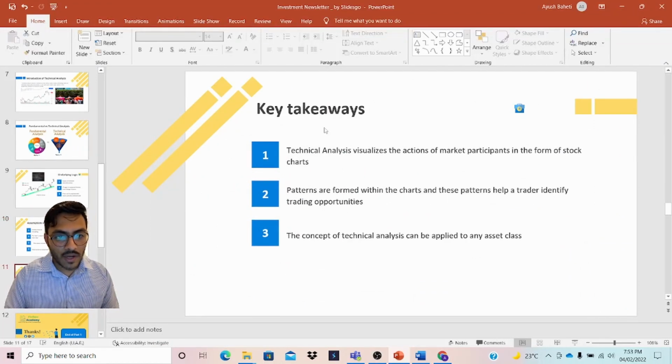All right. So now we'll just quickly discuss key takeaways. Technical analysis visualizes the action of market participants in the form of a stock chart that we have seen. Patterns are formed within the chart, and these patterns help a trader identify trading opportunities. I have just given you a few examples. The concept of technical analysis can be applied to any asset class. Again, we have discussed that you can apply technical analysis on stocks, commodities, and cryptocurrency shares.